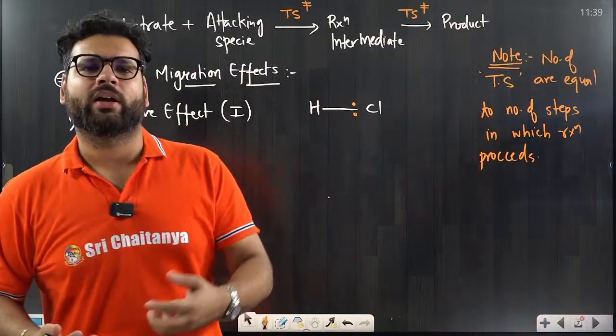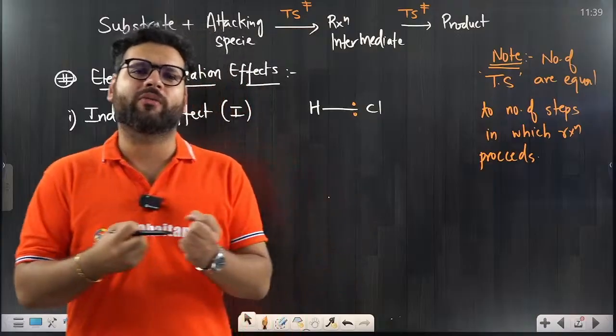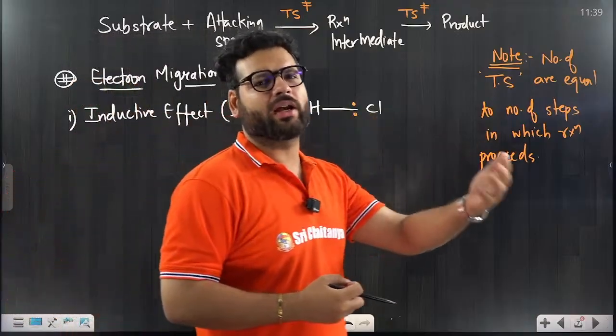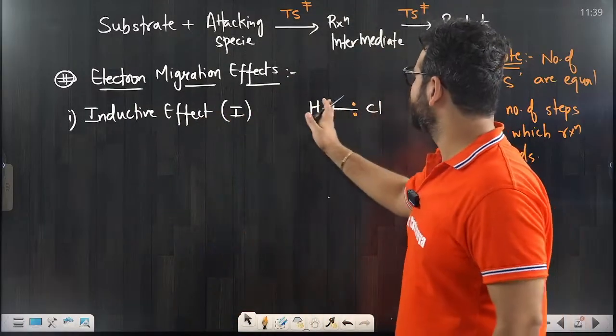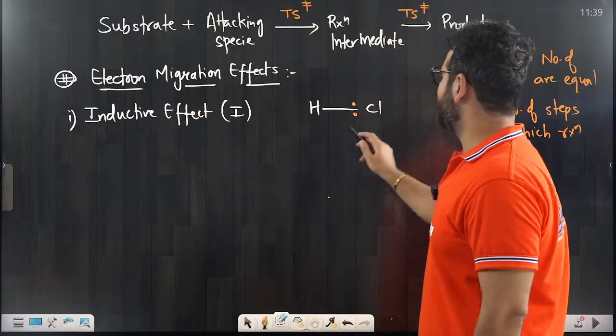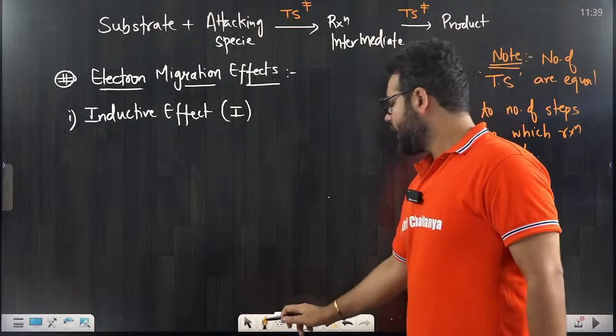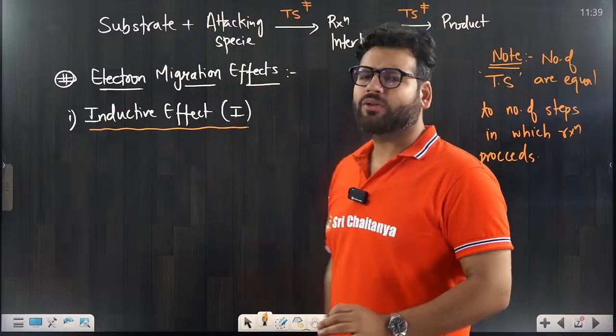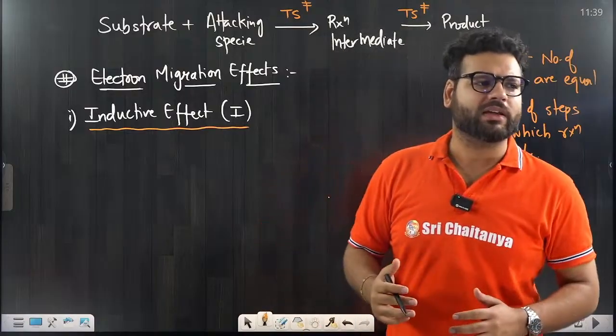Induction means movement of any particle under the influence of a more electronegative atom. So movement of electrons under the influence of a more electronegative atom is called inductive effect. This is the first one. It is not a very strong effect. It is one of the weakest ones.